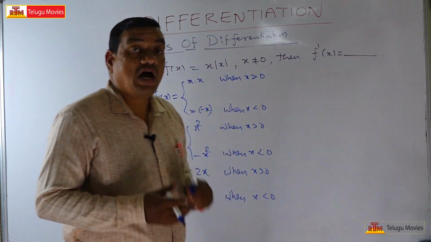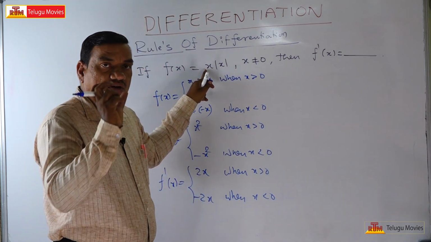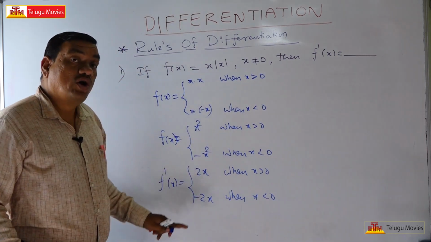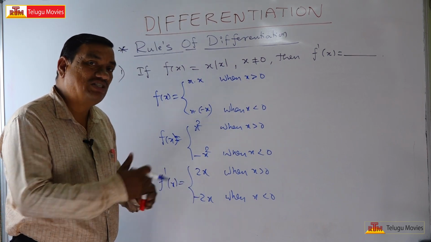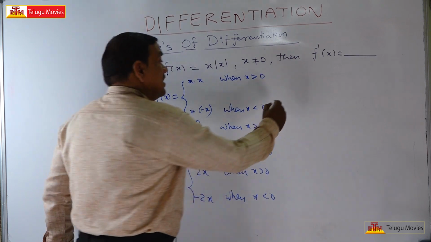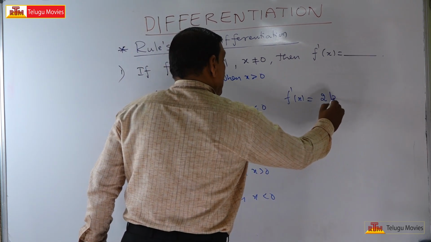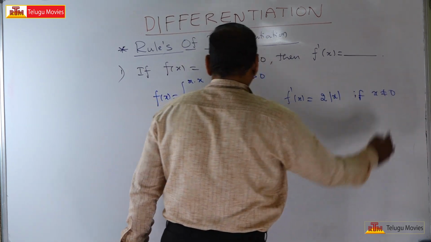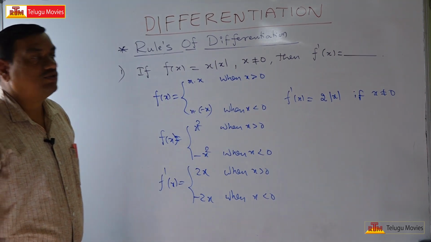But the function was given in a single form, as one entity, so you have to express the answer as a single function rather than a piecewise function. That is f dash of x is equal to 2 times mod x if x is not equal to 0. So the derivative of the function is 2 times mod x.